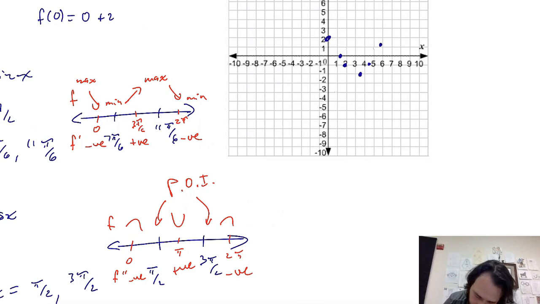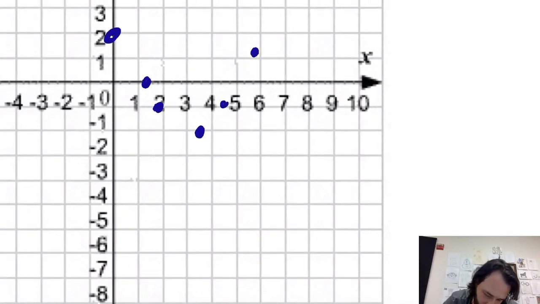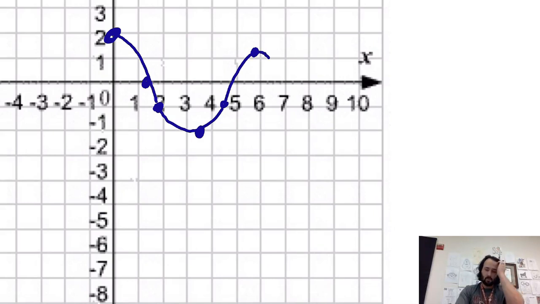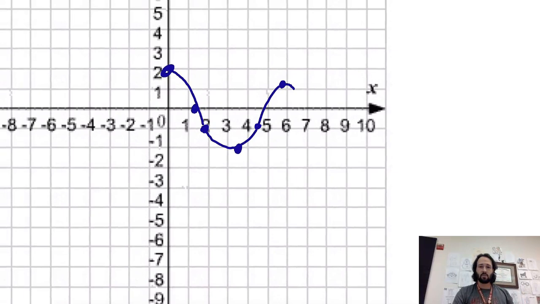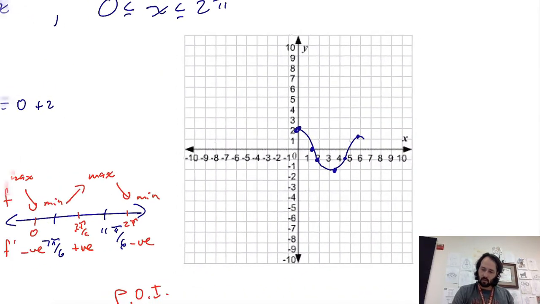So let's see, I need to be concave down. Nope, that's a straight line. Come on, Notability. All right, so I have to be concave down all throughout there. And then it goes concave up. And then it goes concave down again until I reach the end. And that would be our best approximation for that graph as we keep going.